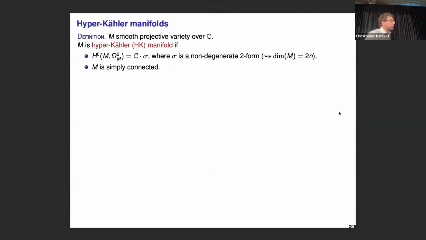So what is a hyper-Kähler manifold for us, for this talk? I'm looking at varieties over the complex numbers, and for us in this talk, everything is projective. There is a beautiful counterpart in the analytic setting. We won't talk about this so much in the talk, but it's important to keep in mind. So a hyper-Kähler manifold, which I will always denote by HK, is a smooth projective variety with the following property.